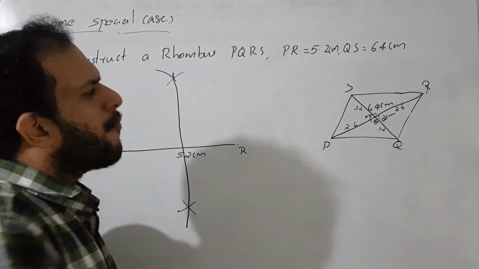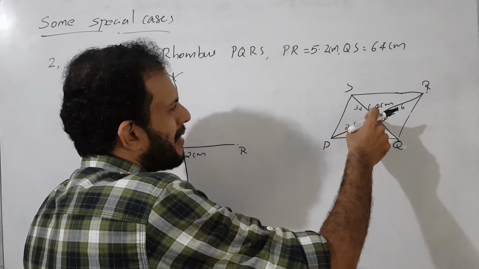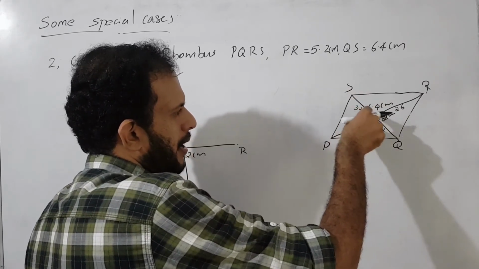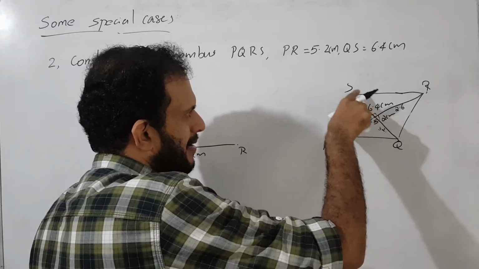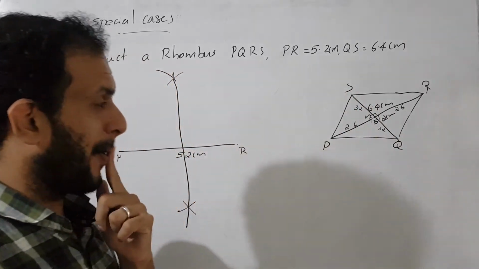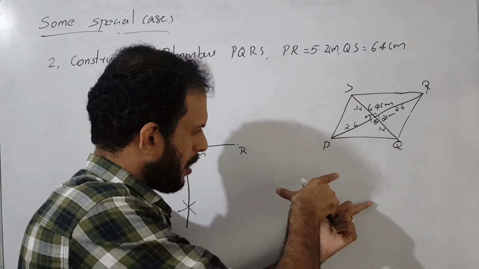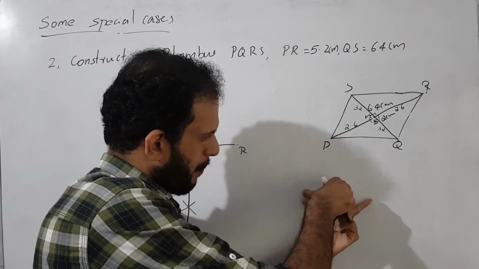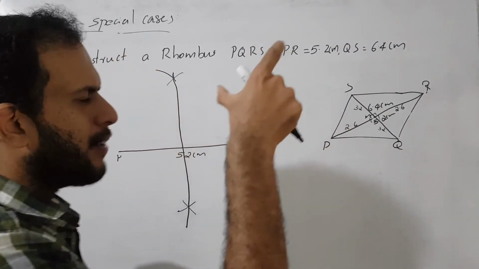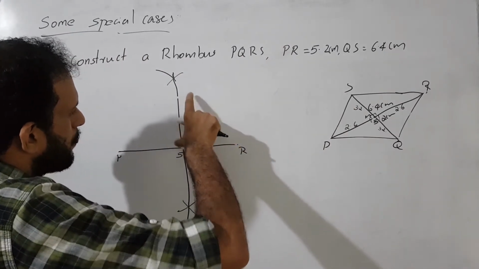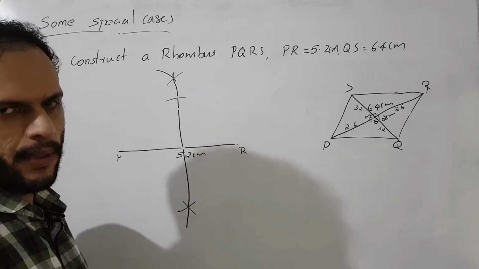So from this midpoint, what is the length from the midpoint to S? 3.2. What is the length from this midpoint to S? 3.2. So we take the 3.2 on a compass. We take the ruler and the compass, we measure 3.2. Okay, and keep the compass on this midpoint and draw the arc and cut the line.